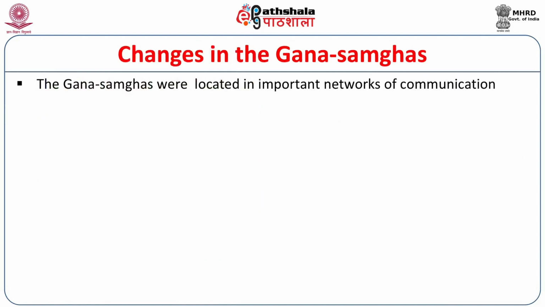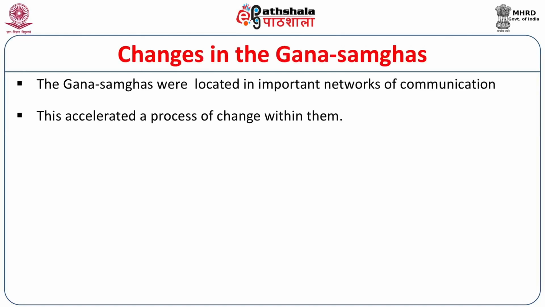These areas where the Gana-samghas were located were important networks of communication. Since they were located in the important networks of communication, they were interacting with different kinds of powers. For example, they were interacting with the Indo-Greeks, later on with the Indo-Parthians, Indo-Scythians, the Kushanas, and therefore there was a process of change within them.